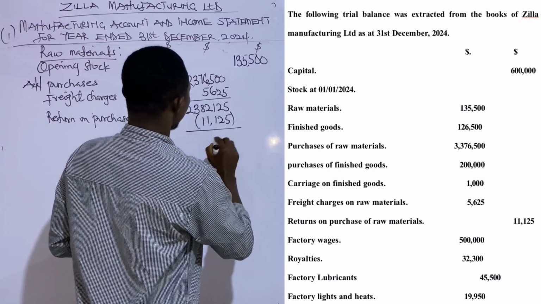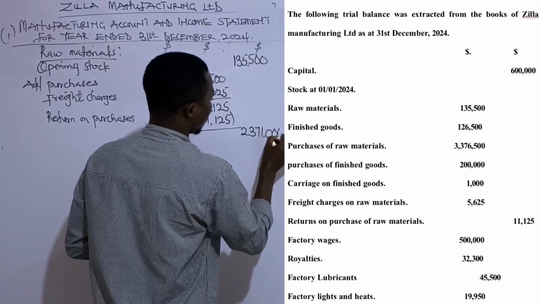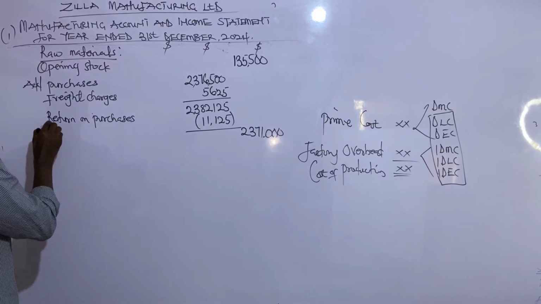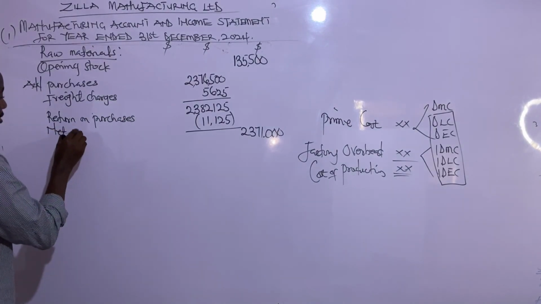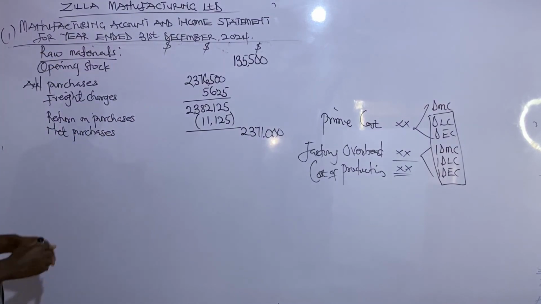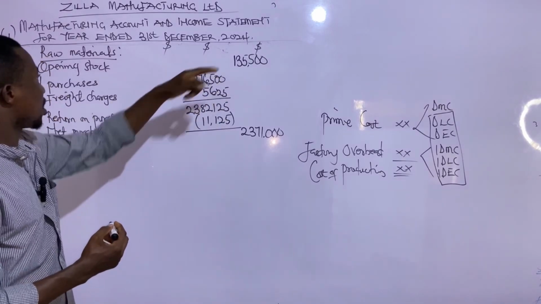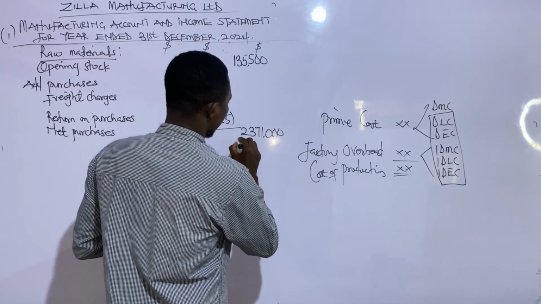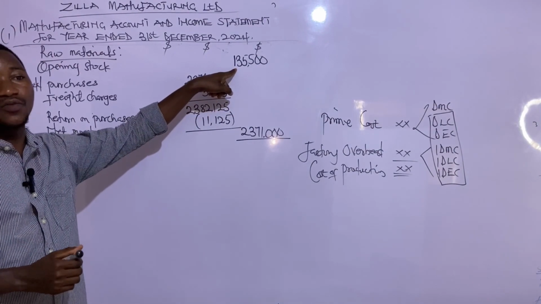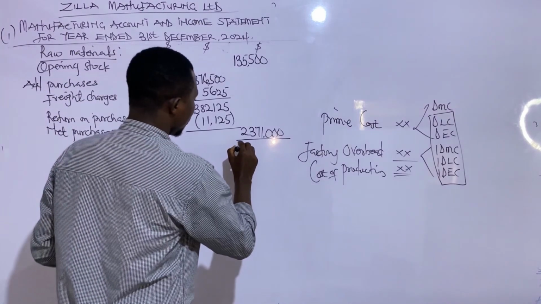2,371,000. This particular amount is the net purchases of raw materials. Very good. So after arriving at the net purchases, what we do is that we add it to the opening stock of raw materials. So we add these two amounts together and we arrive at an amount of 2,506,500.